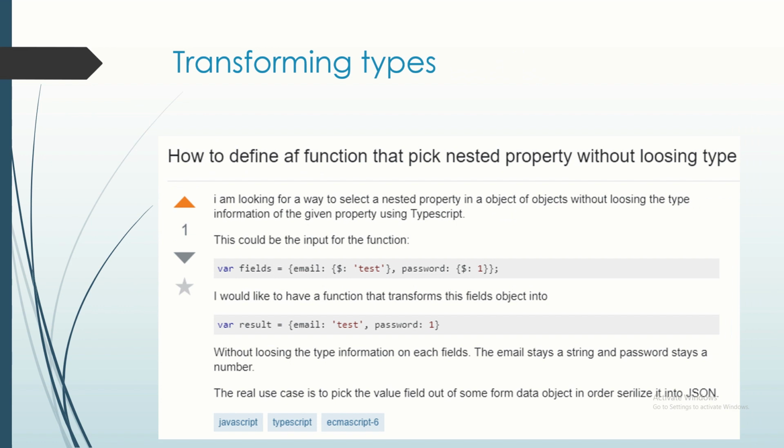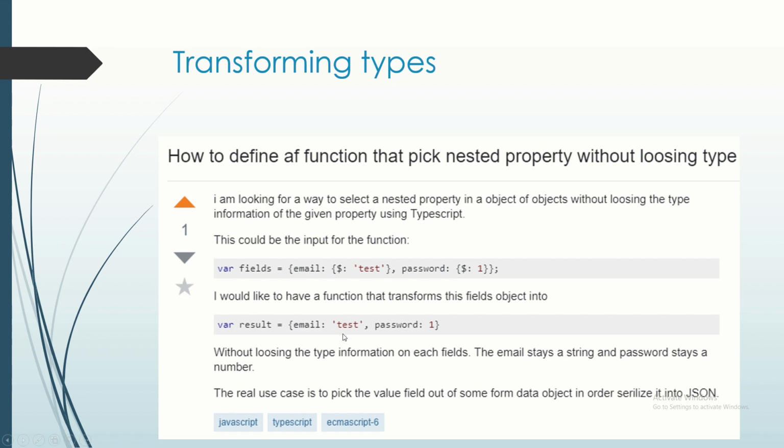Right. Just one more thing, type transformations. So here we see that this person, for some reason, God knows why, has an object field that has several properties, but the actual value is inside an object that has the dollar property. Not sure where he came up with this, but he has it. And he'd like to transform this to something more sensible, like what you see below.